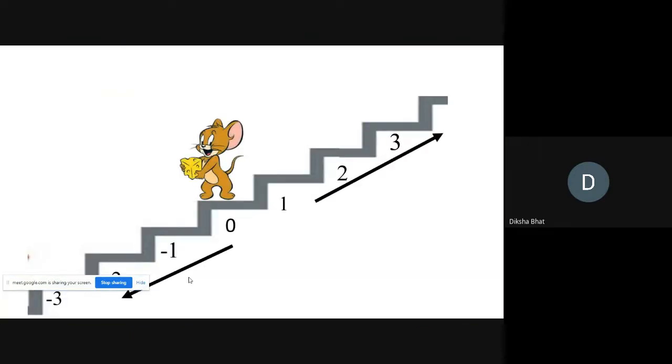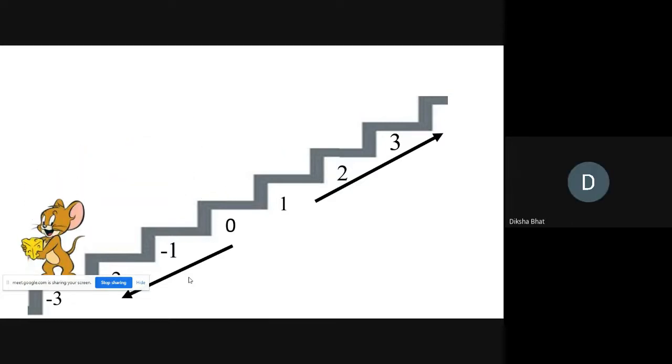Now this is Mr. Jerry. On which step is Jerry standing? 0. Correct. Where will he reach if he takes 3 steps down? -3. Yes. Now let's write this mathematically. He was at 0. He took 3 steps down, that is negative 3. And he reached negative 3.